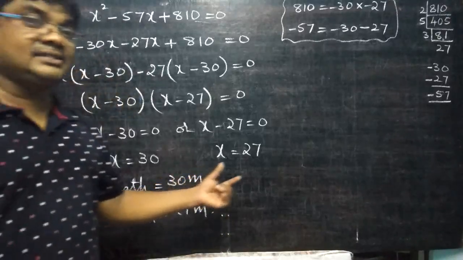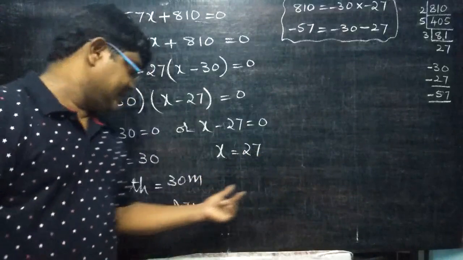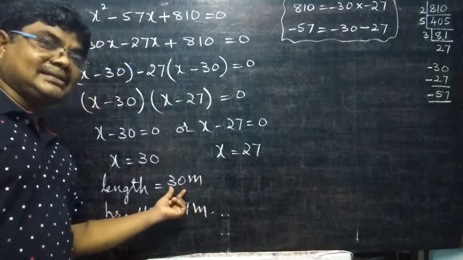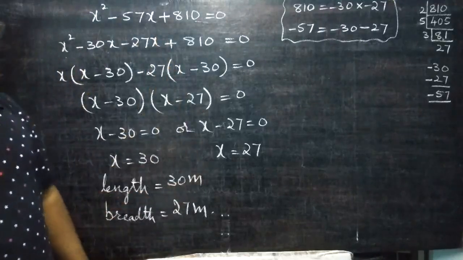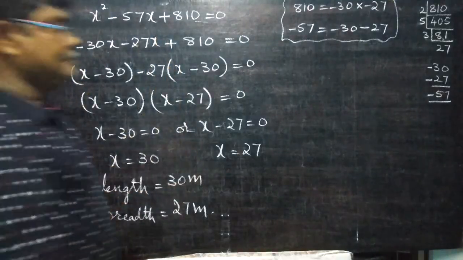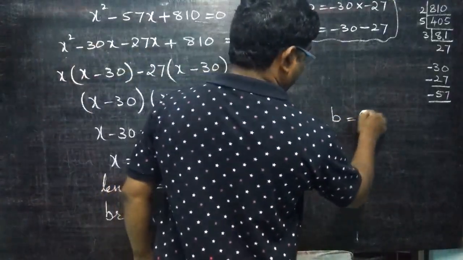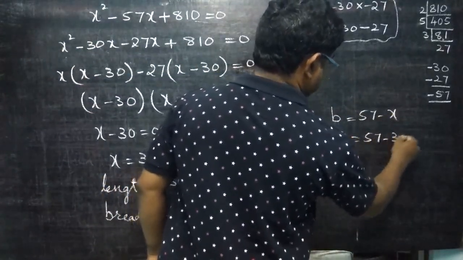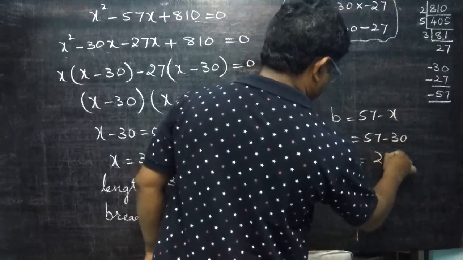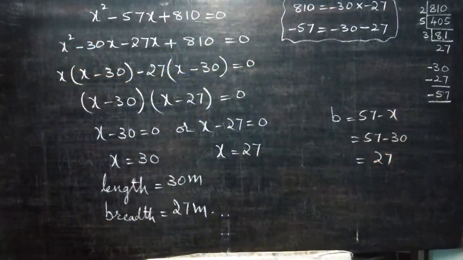Otherwise we thought breadth as 57 minus x. If you substitute 57 minus 30, 27 only will come. Where we took that one: let b is equal to 57 minus x, 57 minus 30, that is equal to 27. Are you able to follow?